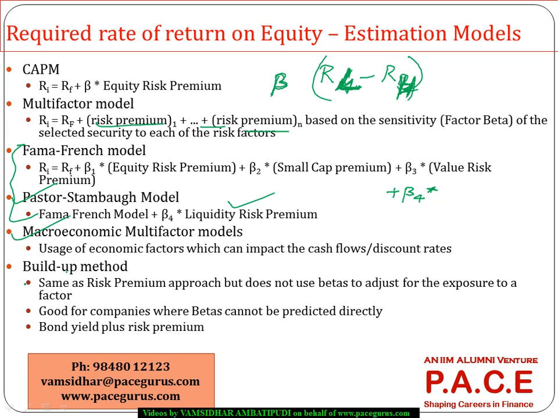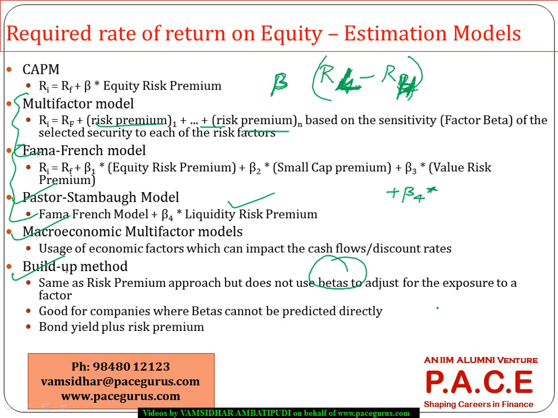Then there is one more group of models called build-up models. The build-up models are more or less similar to any of these methods, but the only thing is they don't go with the betas. They simply add up the various premiums, and based on that they arrive at the required rate of return. So there is no beta, no sensitivity, so it becomes easier to compute. All these models become more and more easier to compute because there is no question of beta, no question of finding out the sensitivity of this particular security's return with respect to the overall return.